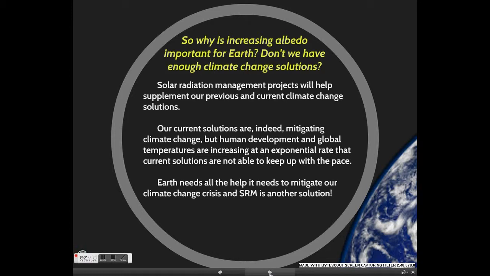So why is increasing albedo important for Earth? Don't we have enough climate change solutions? Solar radiation management projects will help supplement our previous and current climate change solutions.